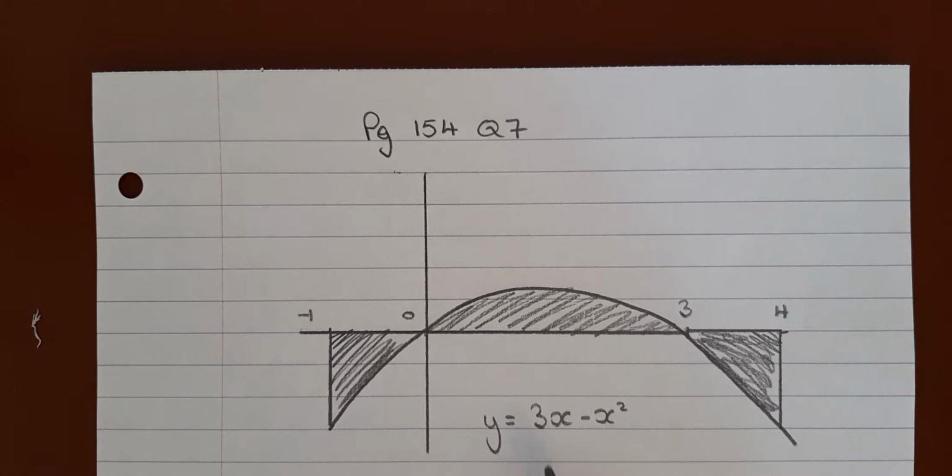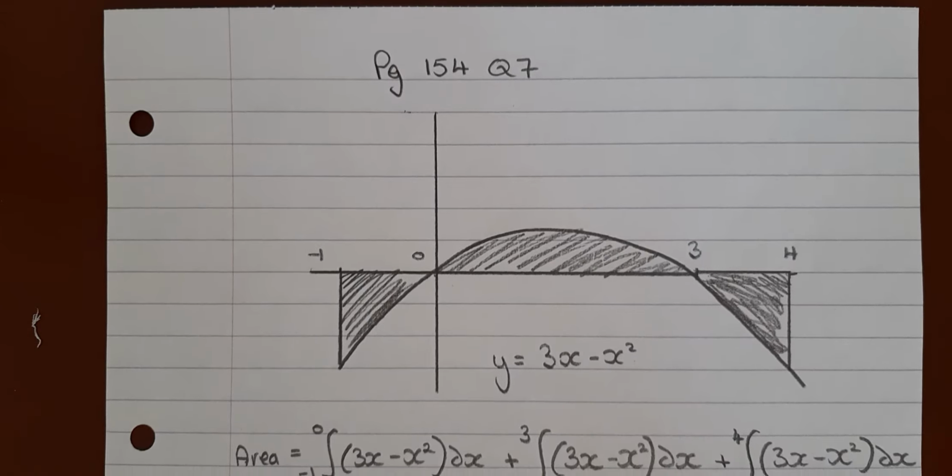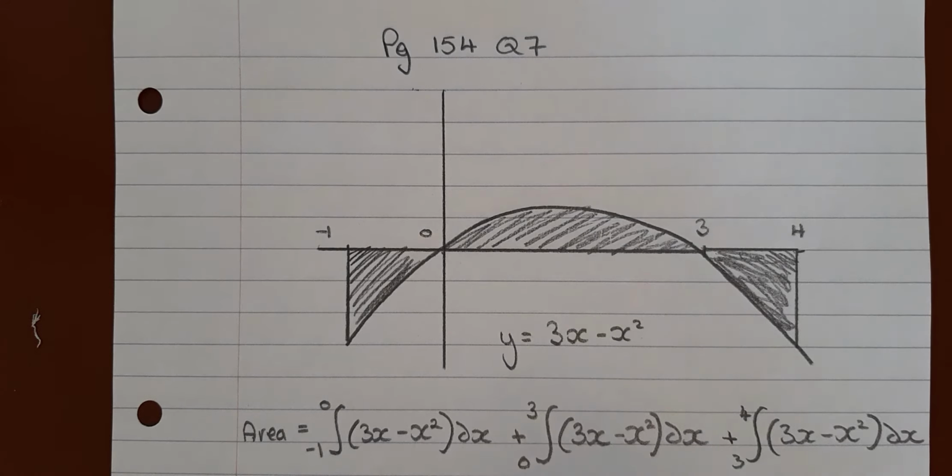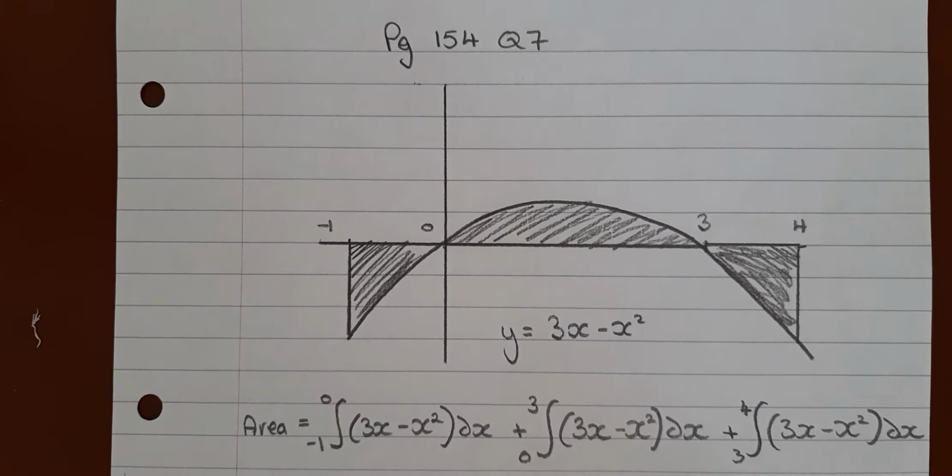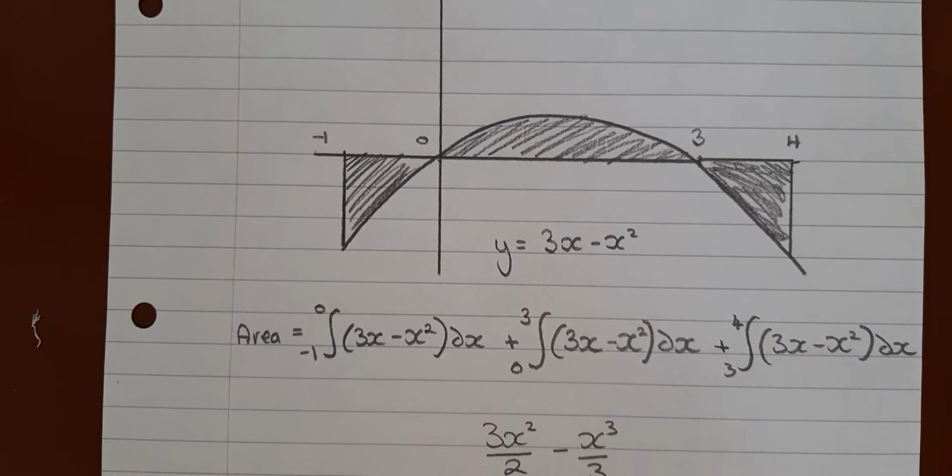The equation of our curve is 3x minus x squared. Our area is going to look something like this. So the area will be equal to 3x minus x squared integrated between the limits of 0 and -1, plus 3x minus x squared integrated between the limits of 3 and 0, plus 3x minus x squared integrated between the limits of 4 and 3. First off, we integrate 3x minus x squared.